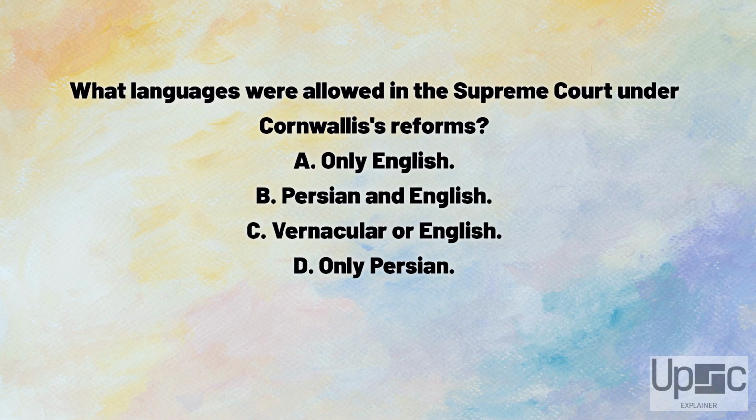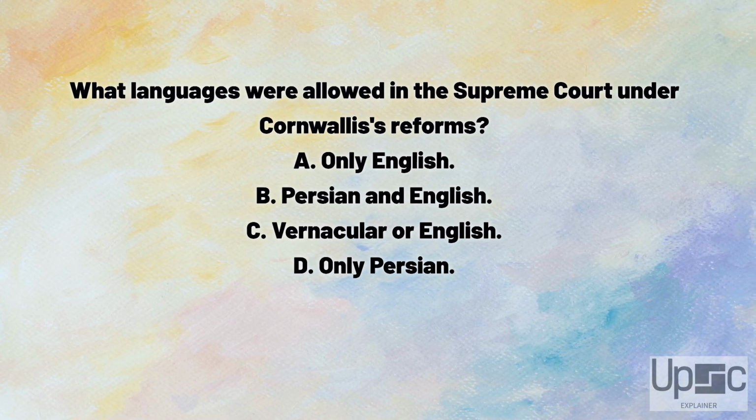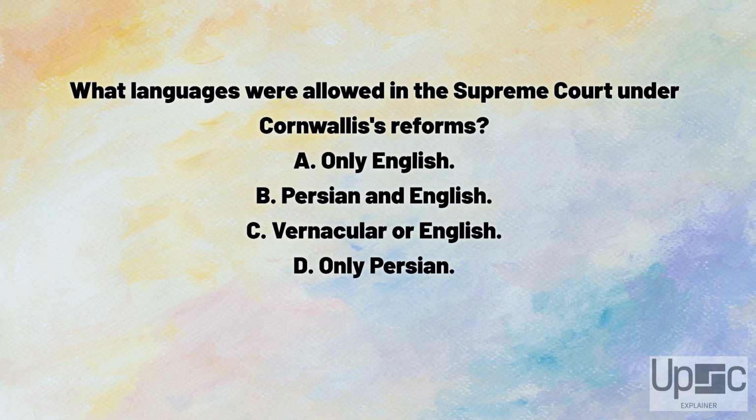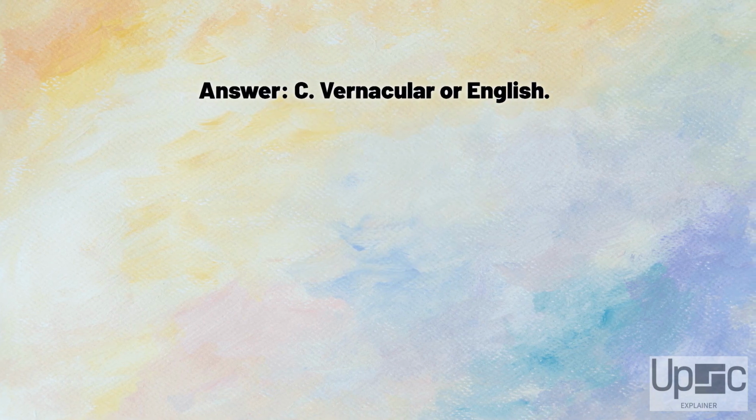What languages were allowed in the Supreme Court under Cornwallis's reforms? A. Only English. B. Persian and English. C. Vernacular or English. D. Only Persian. Answer. C. Vernacular or English.